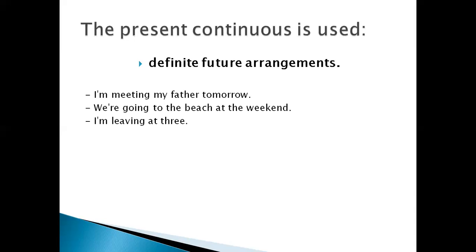And the last one, the next use is for definite future arrangements with a future time word. In this case, we have already made a plan and we are pretty sure that the event will happen in the future. For example, I'm meeting my father tomorrow. We are going to the beach at the weekend and I am leaving at 3.